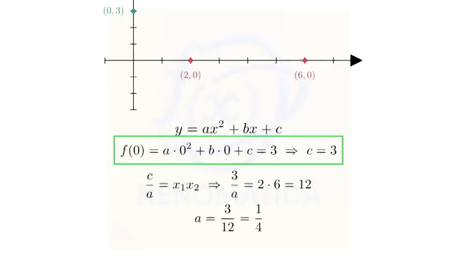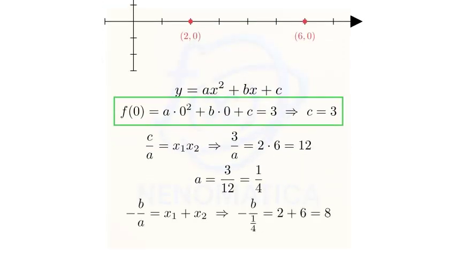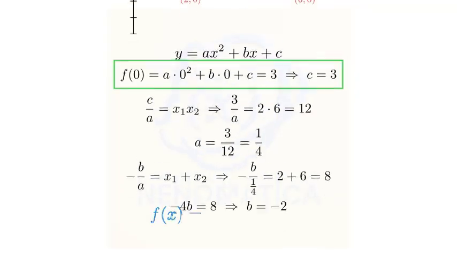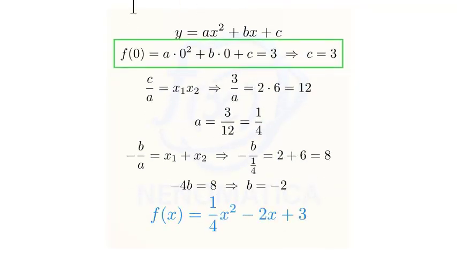And negative b over a equals the sum x1 plus x2. With a equal 1/4, we get negative 4b equals 8. So b equals negative 2. Step 4. Substitute a, b, and c. f of x equals 1/4 x squared minus 2x plus 3.